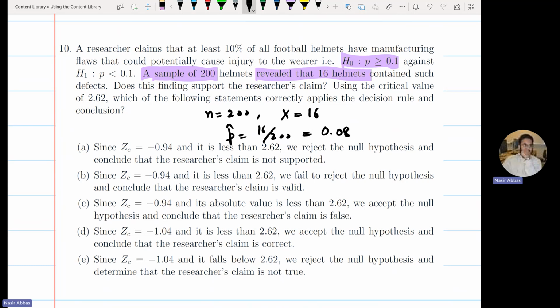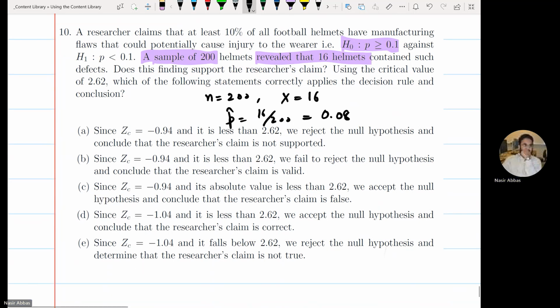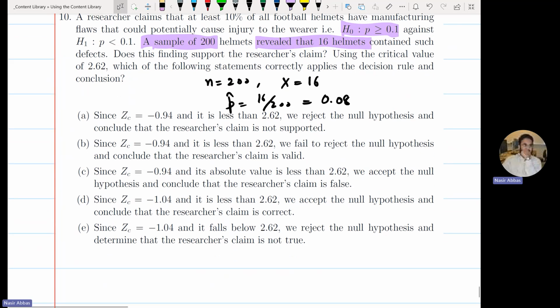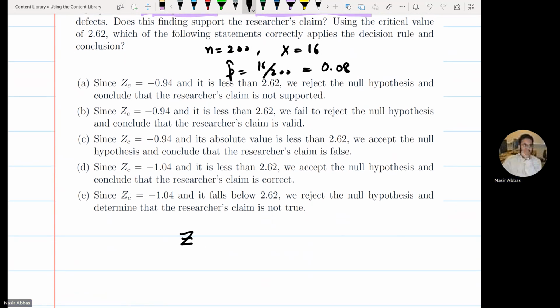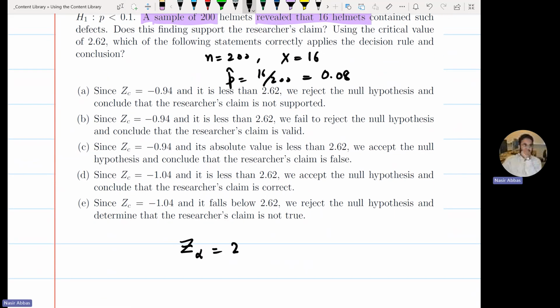Does this finding support the researcher's claim? Use the critical value. They give you the critical value instead of alpha. Which test do we apply for testing proportion? Z or T? These are the only two tests we studied. Z test. So they give you Z alpha to be 2.62.